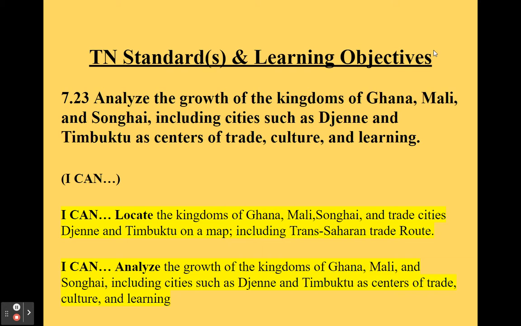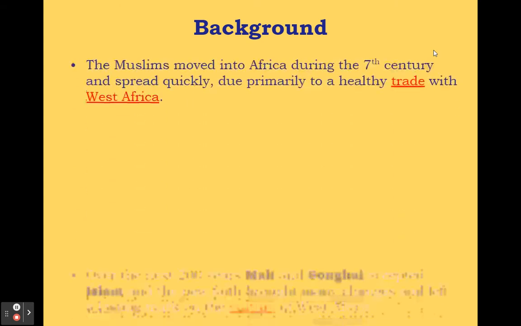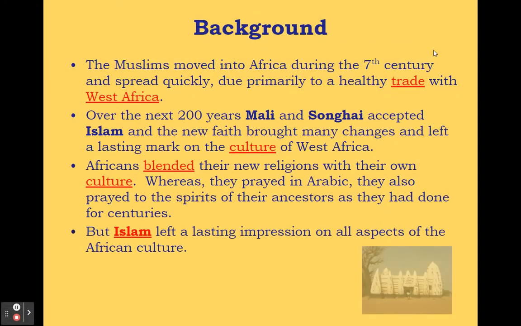And we need to analyze the growth of these kingdoms and the growth of cities like Djenné and Timbuktu as centers of trade, culture, and learning. So, how did they grow? How did they fall? And what led to them growing and falling? Now, obviously, because this is our regular notes, you are only writing down what is highlighted or in red and underlined.